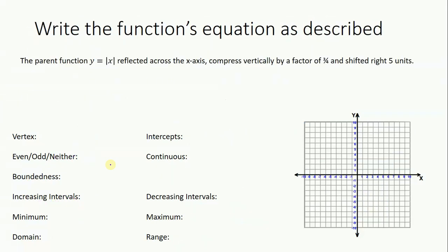Now, let's try to write the equation and then let's also graph it. So we have the parent, y equals absolute value of x, reflected across the x-axis. So that to me tells me there's going to be a negative sitting in the front. So we got f of x equals negative. We're compressing vertically by a factor of 3/4, so there is a 3/4 sitting out front. X in there. We're shifting right 5. Right 5, that means there's going to be a minus on the inside. It doesn't look like we're going up or down, so that would be my graph.